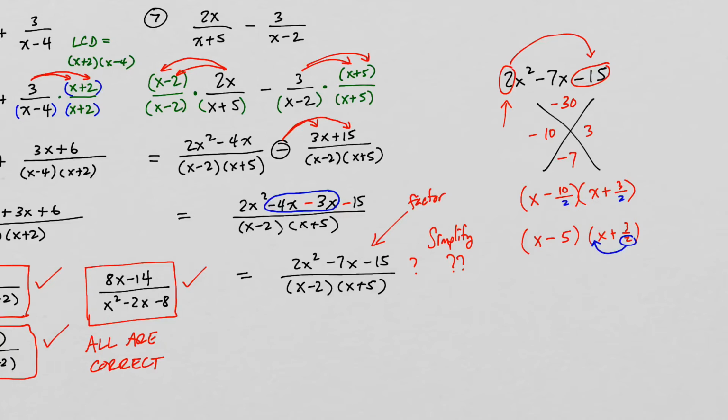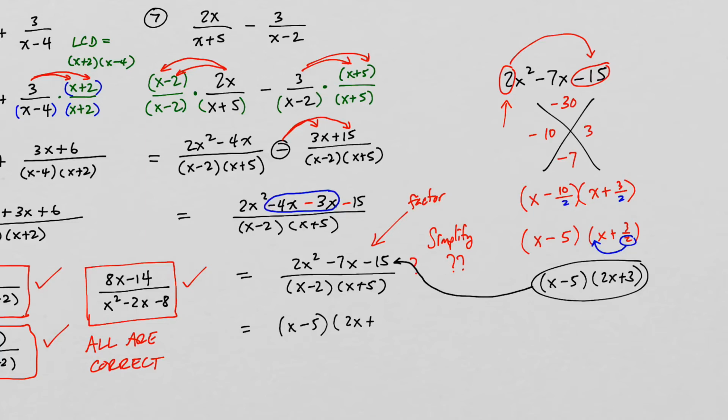And so this becomes (x - 5)(2x + 3). And so that is the factorization of this numerator up here. And so this becomes (x - 5)(2x + 3) over (x - 2)(x + 5).